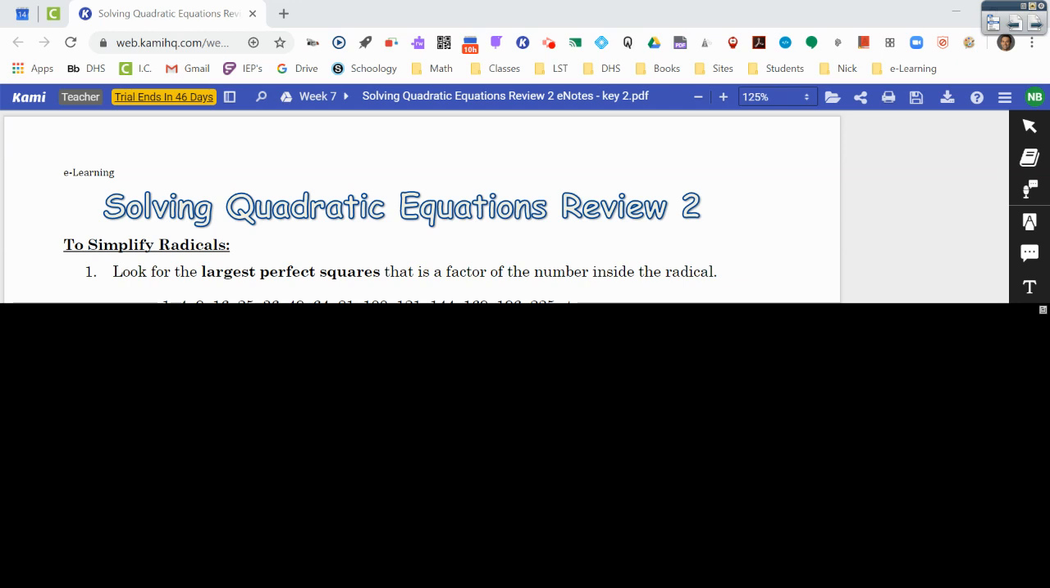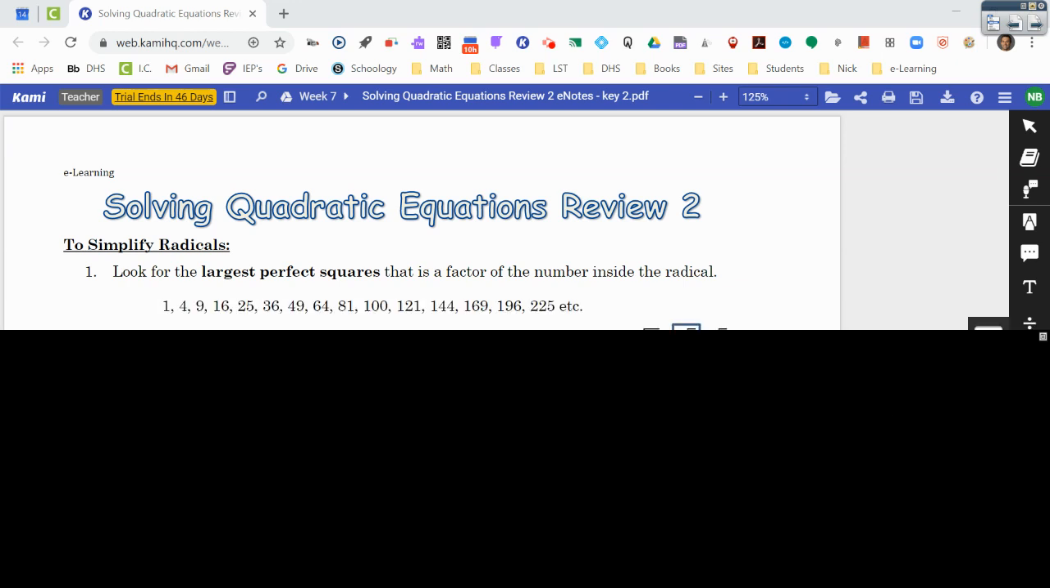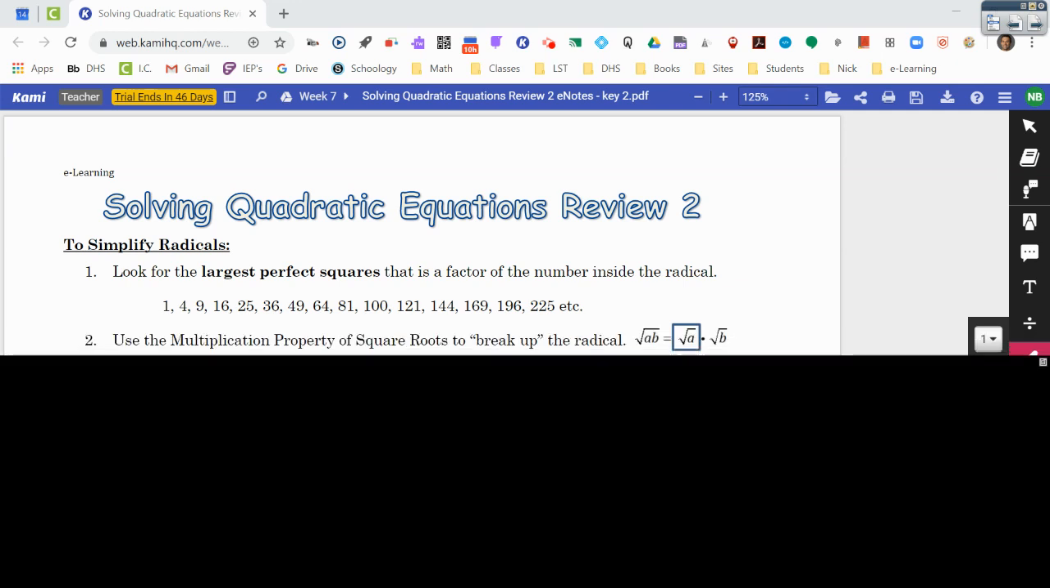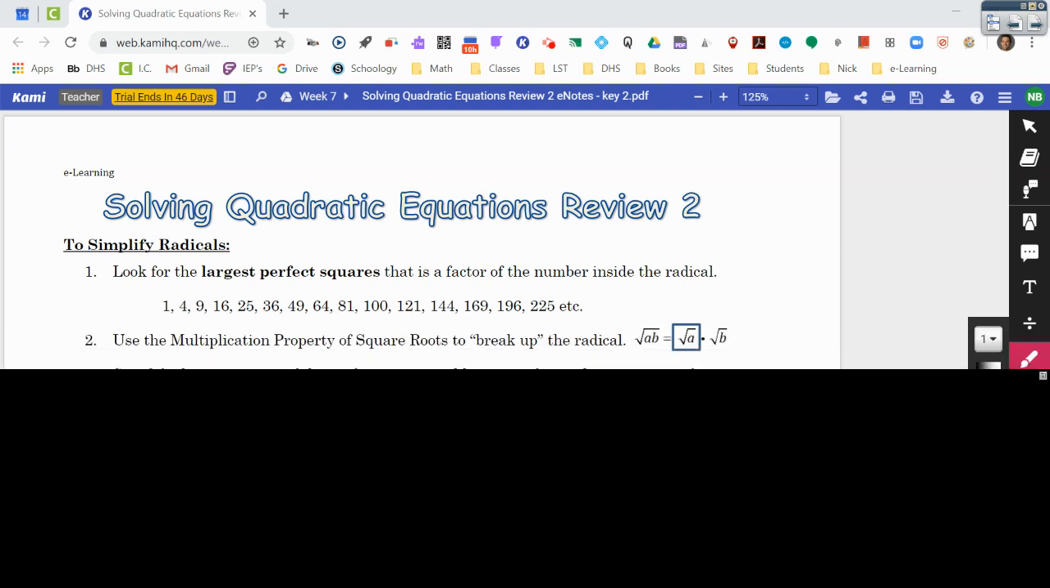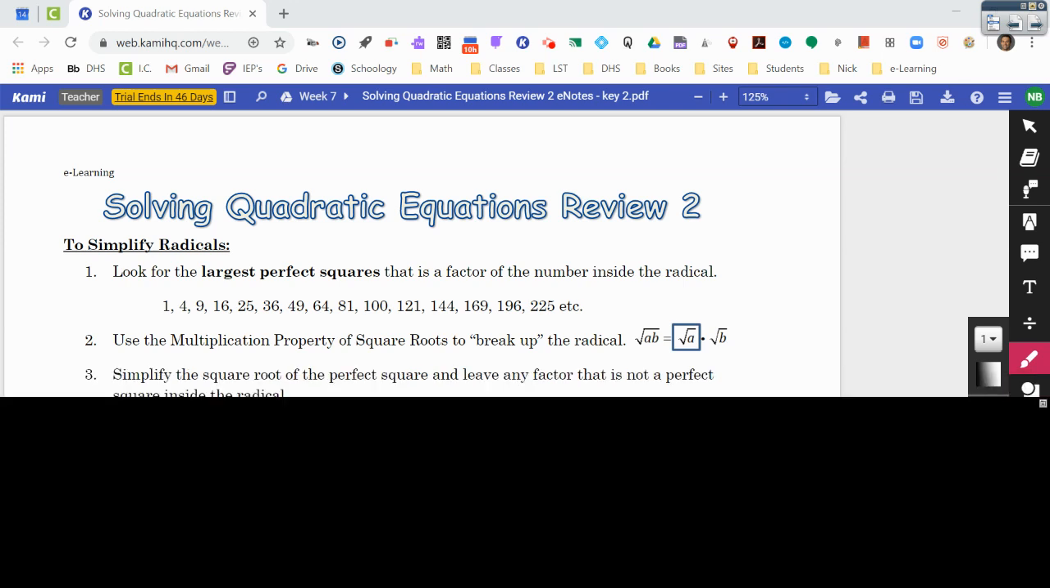Remember that we always have to look for the largest perfect square that is a factor of a number inside the radical. These are the perfect square numbers that we need to look for: 1, 4, 9, 16, 25, 36, and so on. We're going to use this multiplication property of square roots to break up the radical. We take any square root and break it up into a perfect square root times another square root, and this perfect square root is what you can simplify.